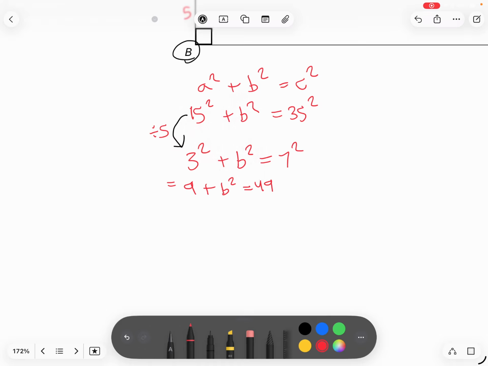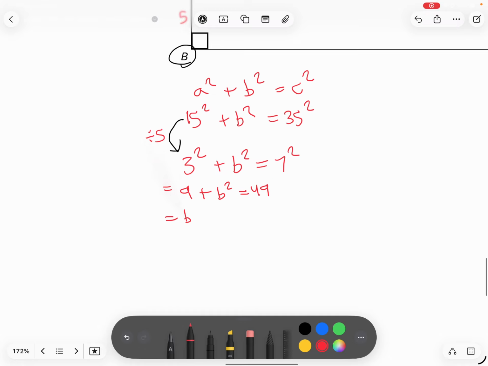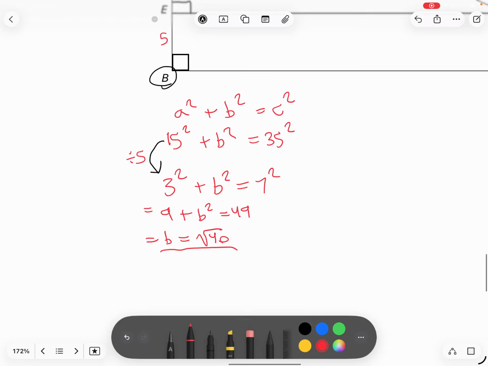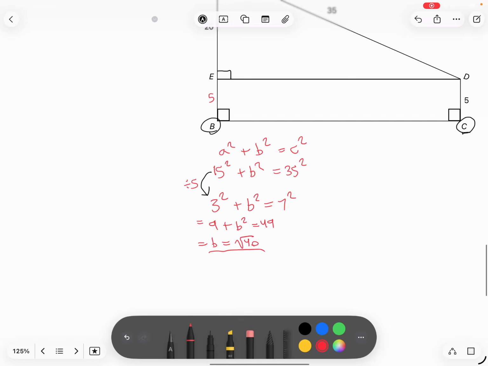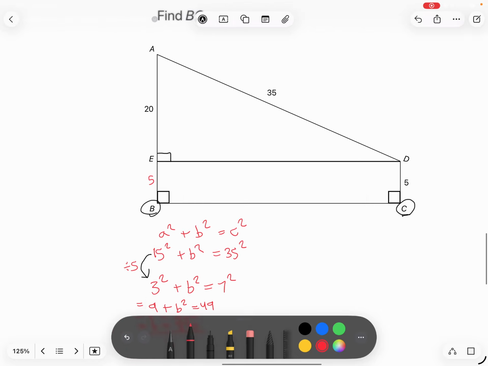All we have to do there is isolate the B squared. We essentially have B squared equals 49 minus 9, which means B equals square root of 40, since 49 minus 9 is 40. So this is our value for B right here. Not the squared value, B itself is equal to square root of 40. And so what does B represent here in this diagram? Well, the B is the medium leg of the triangle, which in this case is side ED. So it's this long line here.